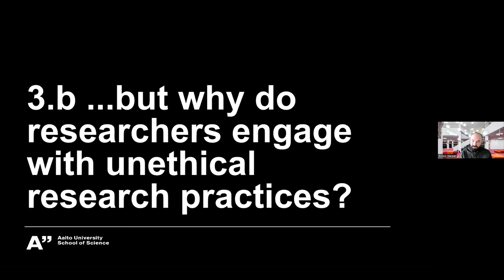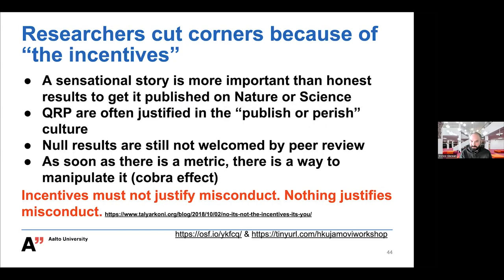Finally, we should reflect, and I don't have answers here: why do researchers engage in unethical research practices? Many people think that the issue is the incentives. A sensational story is more important than an honest result, because it's the sensational findings that are going to go to Nature or Science, and the boring science that is incremental and very solid, unfortunately, doesn't have the wow effect for the big journals. So the journals, in one sense, are also responsible for these replicability issues, questionable research practices, and the research integrity issues that we discussed today.